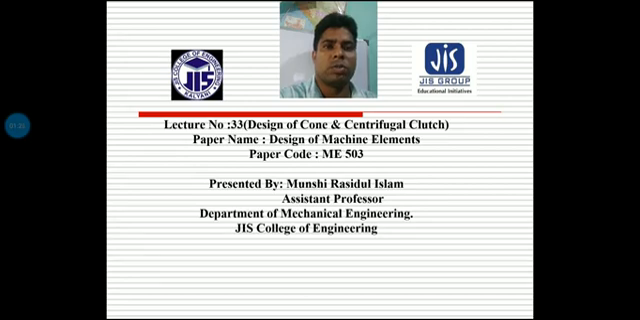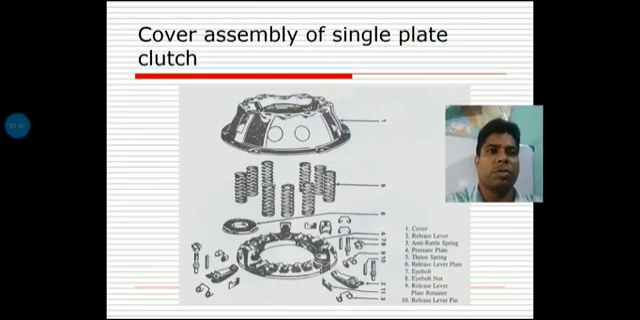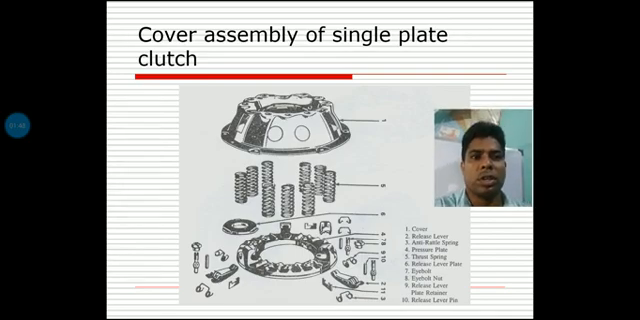So first of all, we introduce the cone clutch and the different shapes of the centrifugal clutch. But first we have to concentrate on the single plate clutch, and how it behaves in different modes of operation. If you see the figure, it shows the cover assembly of a single plate clutch. In this cover assembly, there are a lot of parts that are directly or indirectly engaged in the clutch design.